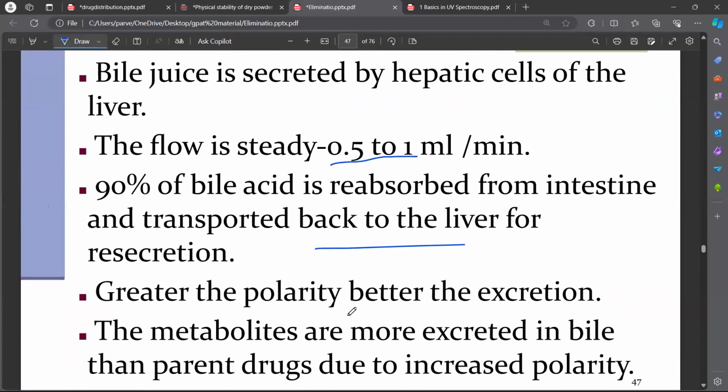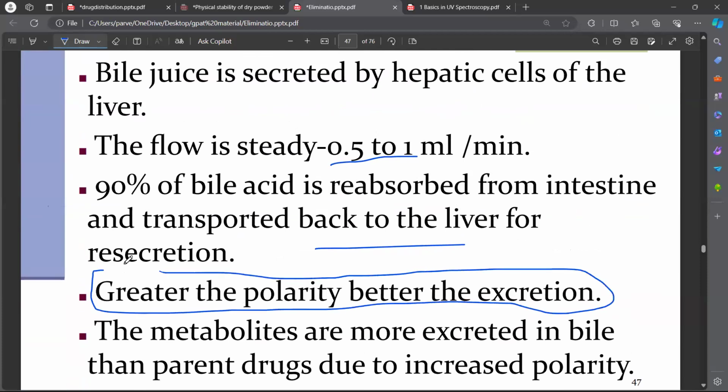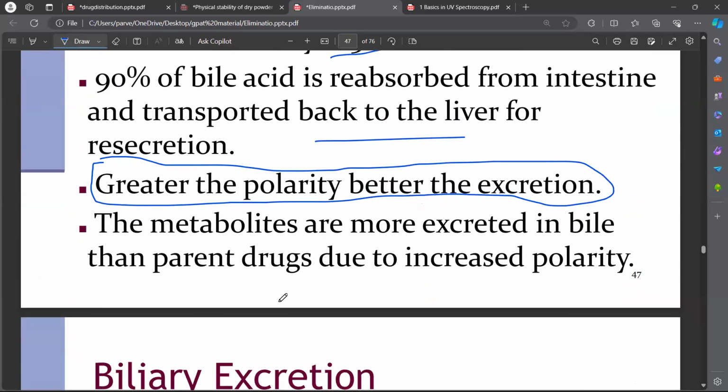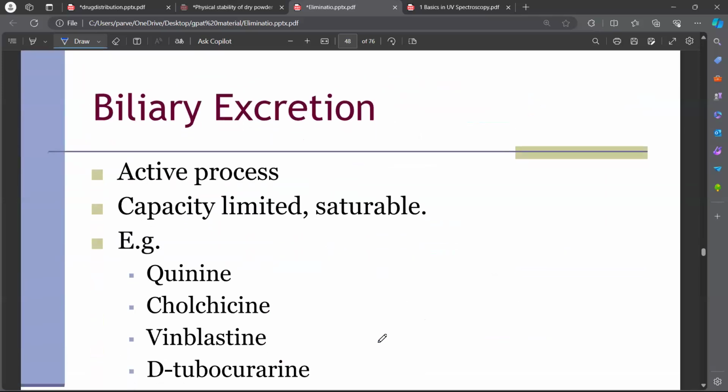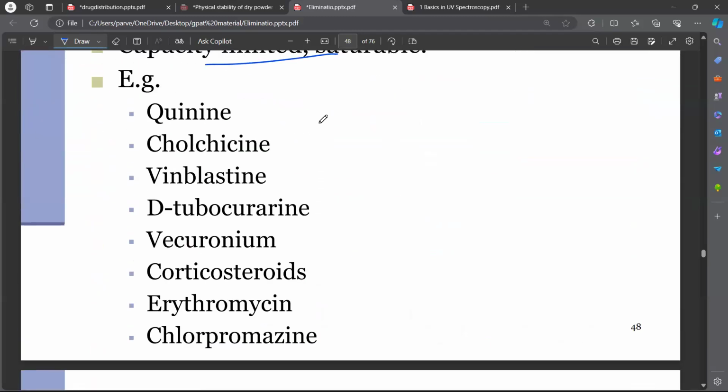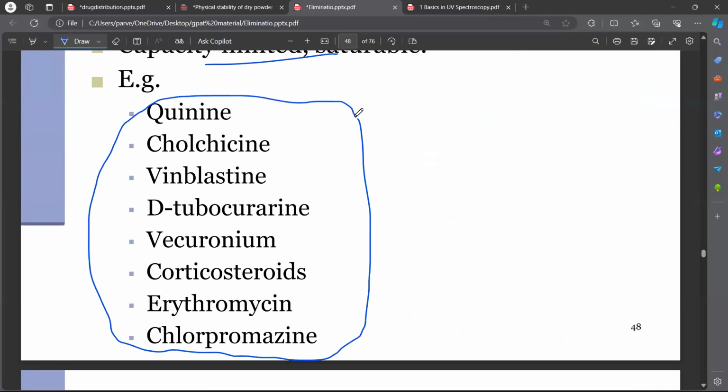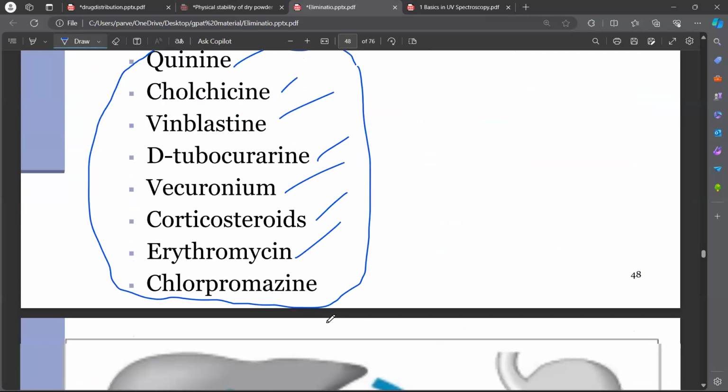Greater the polarity, better the excretion. This is the rule of thumb, guys. That is why metabolites are excreted more in bile than the parent drug, due to increased polarity. Biliary excretion is also an active process, and capacity limited. These are the different classes of drugs excreted by biliary excretion, which appear in the fecal matter, including quinine, colchicine, vinblastine, D-tubocurarine, vancomycin, corticosteroids, erythromycin, and chlorpromazine.